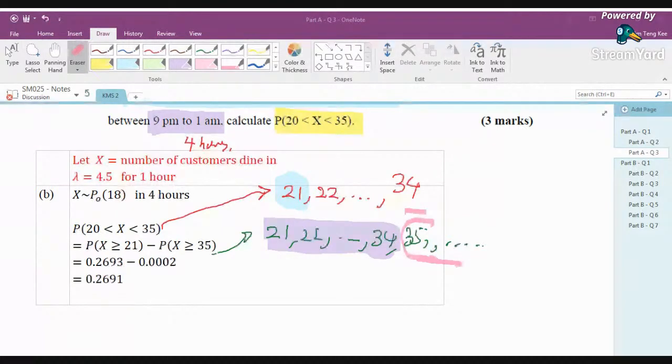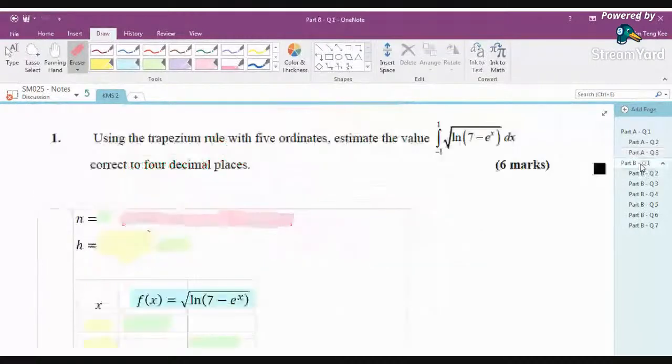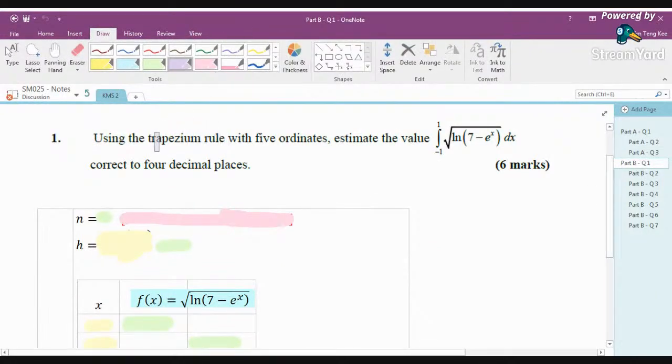Okay, continue. Part B. Part B is Chapter 3, questions on numerical methods. In this question, we're going to test trapezoidal rules. I hope that you remember the formula for trapezoidal rules, and if you don't remember, hopefully there is a formula given and you understand what the formula given means.